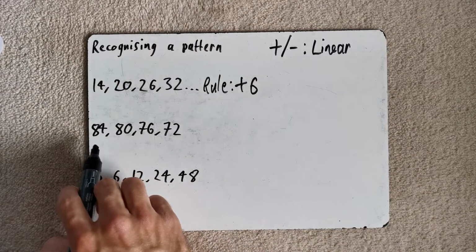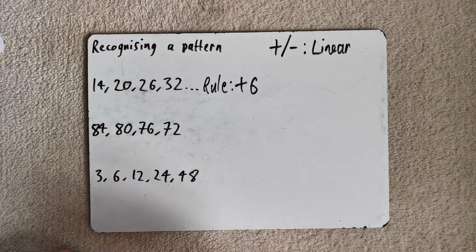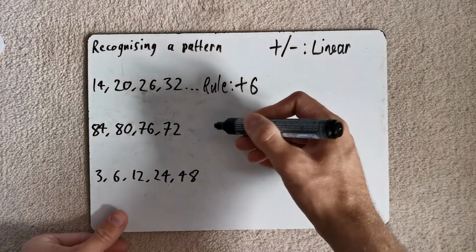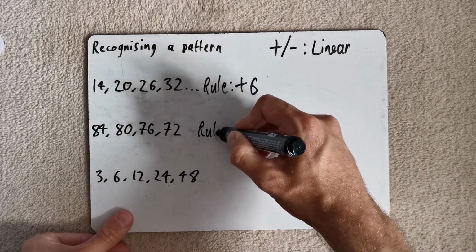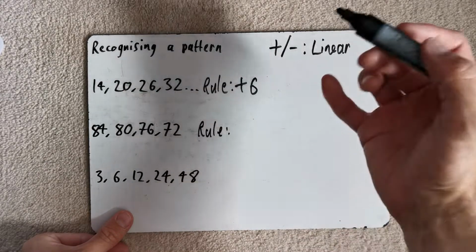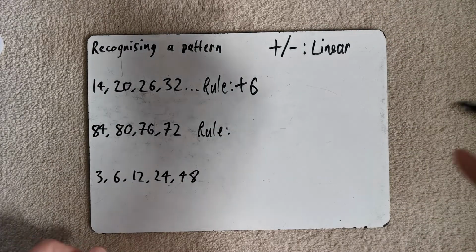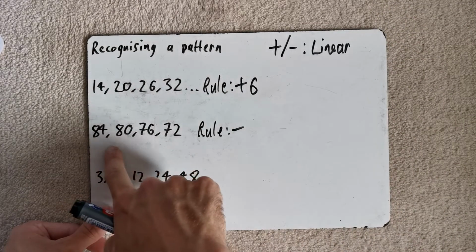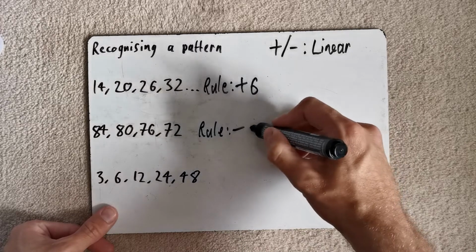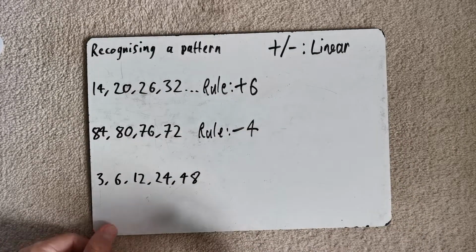This one, 84, 80, 76, 72. This time we're going down, aren't we? Are we going down by dividing? Are we going down by subtracting? We're going down by subtracting. What are we subtracting each time? We're going down by 4. So we're taking away 4 each time.